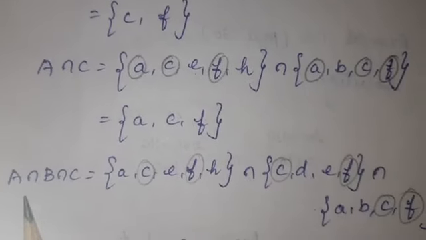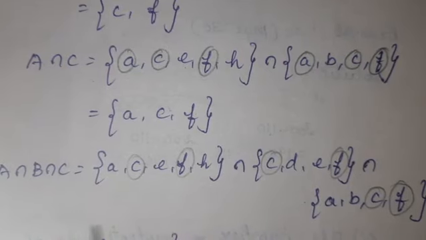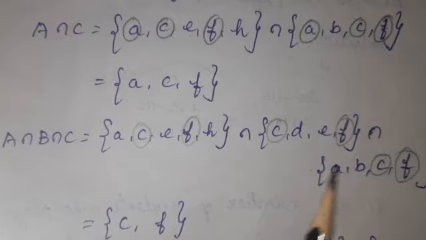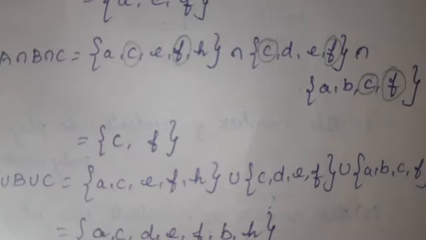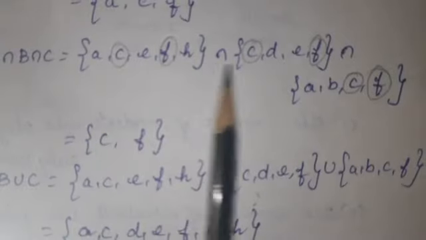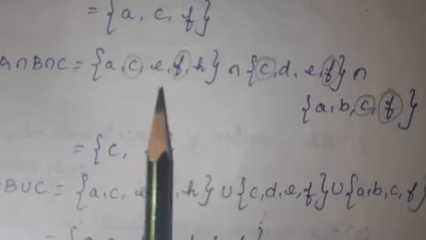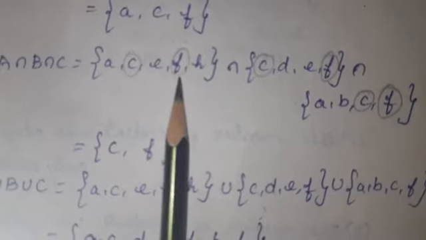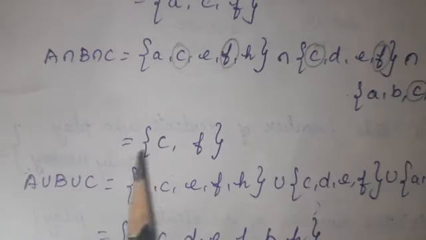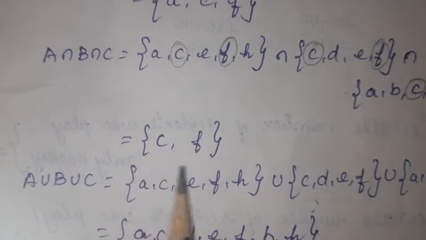Next I am finding A intersection B intersection C. What is common among the 3 sets? A set intersection B set intersection C set. A is not present in all the sets. C is present in all the sets, so you should mark that C. Next common element is F. F is present in all the 3 sets, so you should mark that F. Therefore, A intersection B intersection C is C, F.